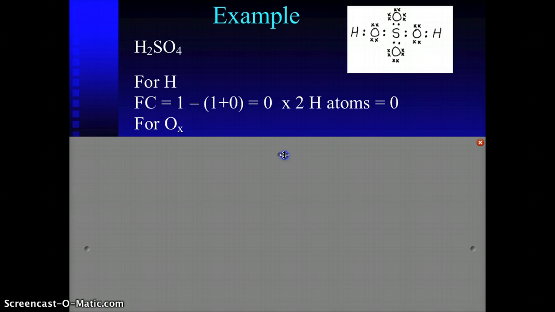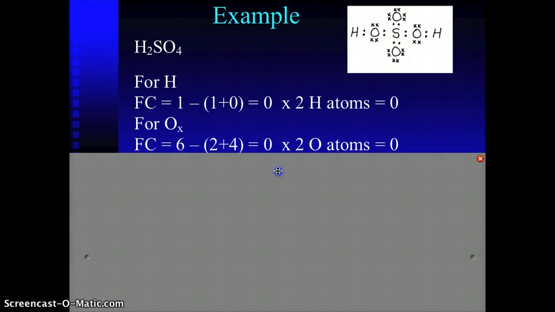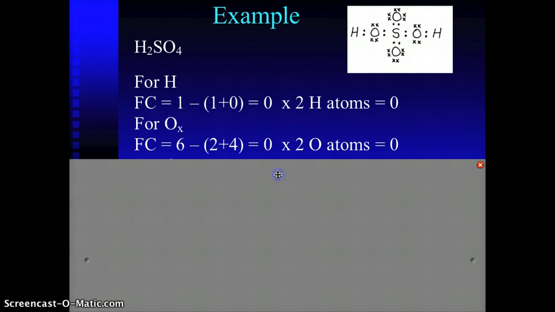So for oxygen X, these guys on the side, again, group number is the Roman numeral, so it's 6 minus the number of bonds, 1, 2. Now, I'm talking about both atoms, but I only count one atom at a time, and then I'm going to multiply at the end. So 2 bonds for this oxygen plus 4 unshared electrons. So 6 minus 6 is equal to 0 times 2 oxygen atoms, that equals 0.